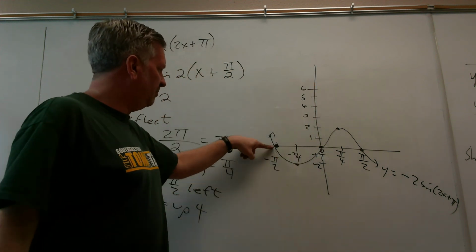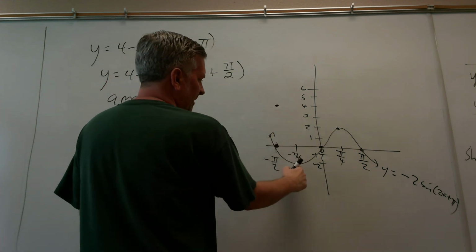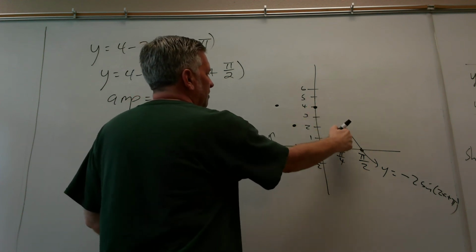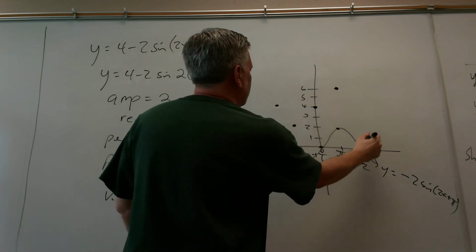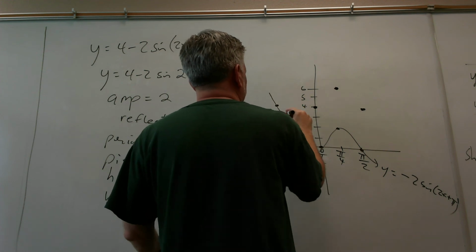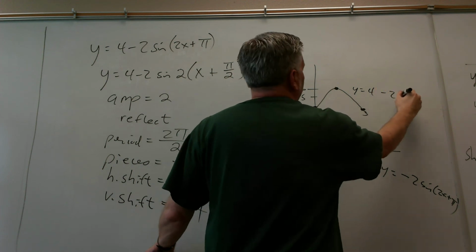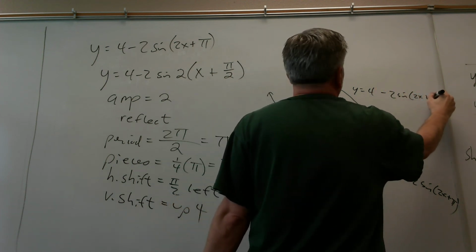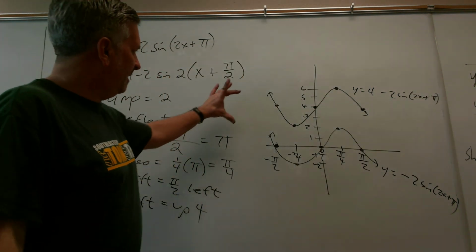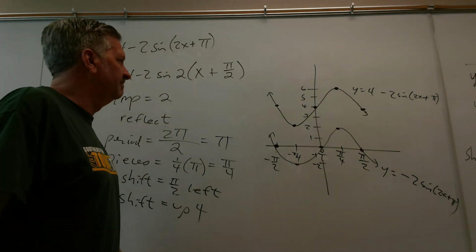So this point, the y value is 0, so I'm going to move that up to 4. That's the middle of 4. Negative 2, 1, 2, 3, 4. 0 goes to 4. 2 goes up to 6. 0 goes up to 4. So this is the graph y is 4 minus 2 sine of 2x plus pi. Again, it looks like I kept the common distance all the way through, so that looks okay.